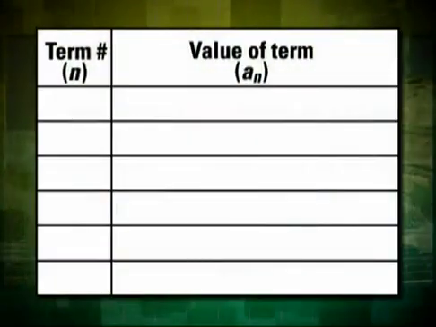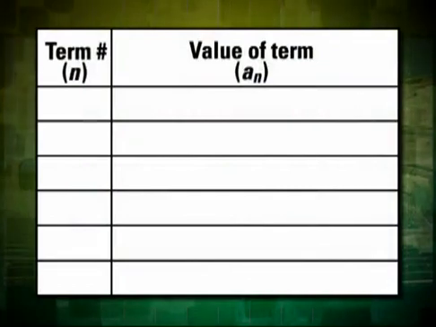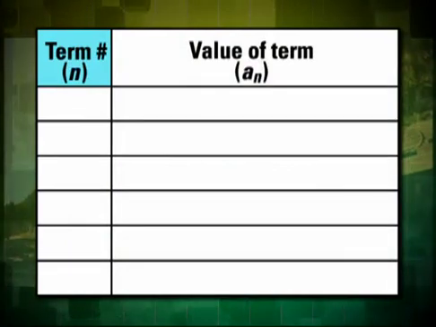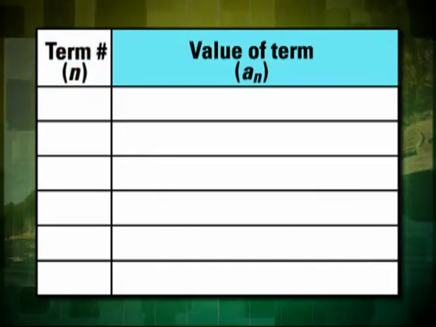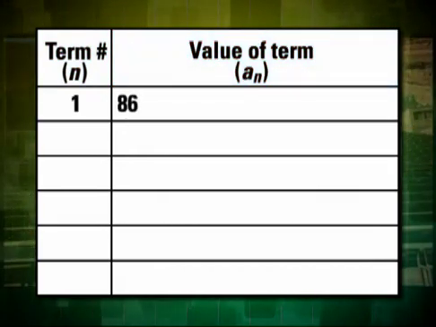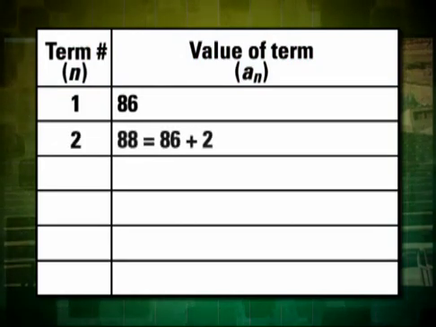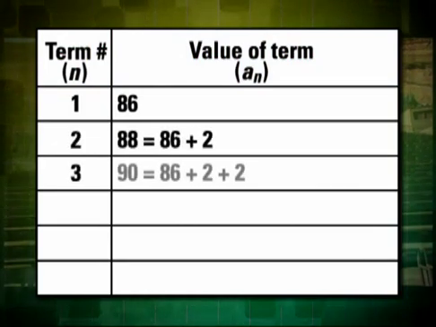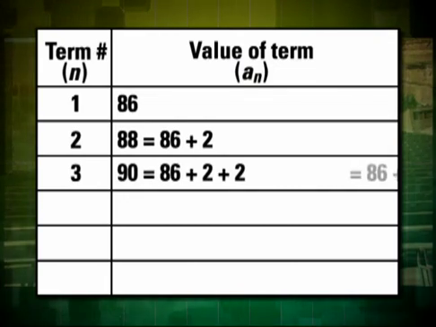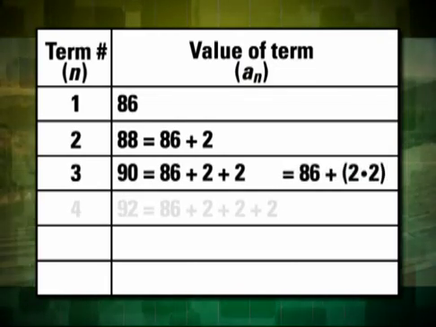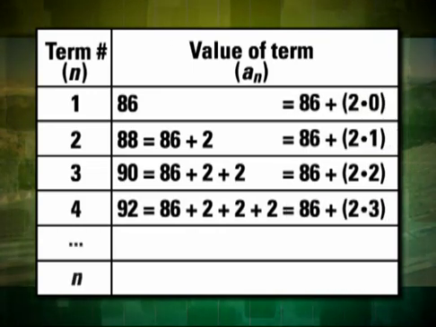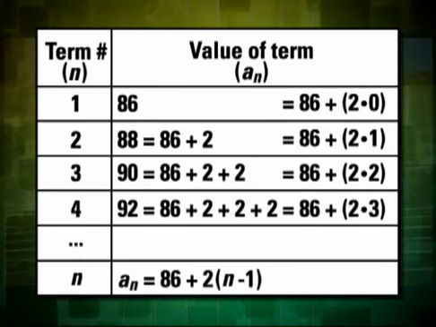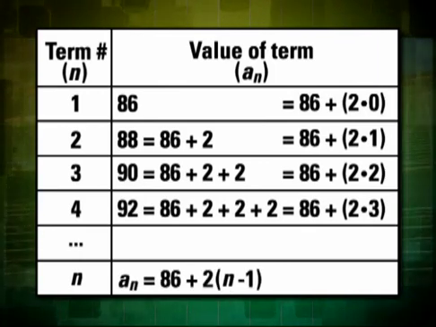We can determine a general formula for the value of any term in the Red Rock sequence, that is, the number of seats in any of the first 20 rows. Let's say n represents the term number, its position in the sequence, and a sub n is the value of the term. The first term, term 1, has a value of 86. Term 2 is 86 plus 2. Term 3 is 86 plus 2 plus 2, or 86 plus 2 times 2. In other words, the value of each term is the sum of 86 plus 2 times 1 less than the term number. a sub n is equal to 86 plus 2 times n minus 1.